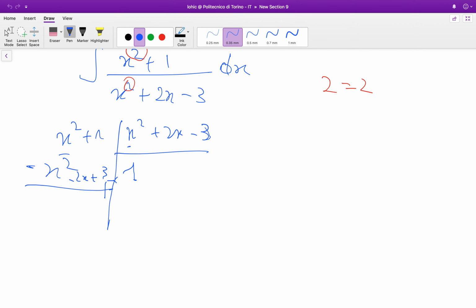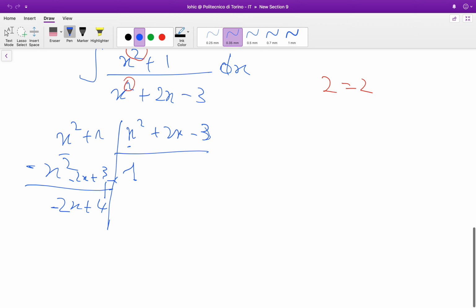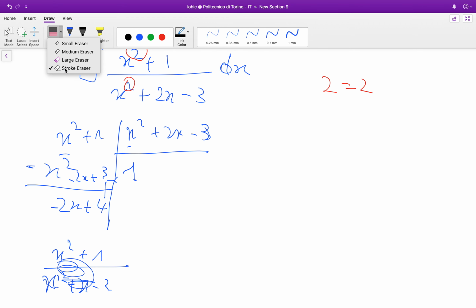So it becomes x squared, and x squared goes, and we remain with minus 2x. Yes, plus 4, because we sum this one with this 3. Nice. So now I can no more divide this by x squared, right? So I can write down that my function will become x squared plus 1 over x squared, the function over x squared plus 2x minus 3. Let me cancel and write it better, as it's the example.